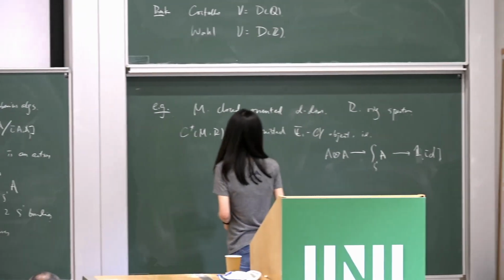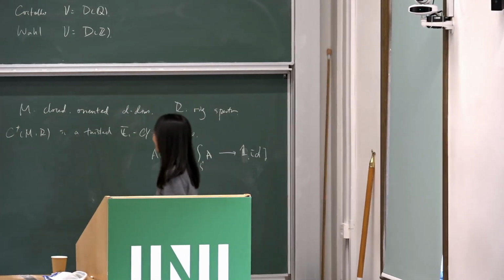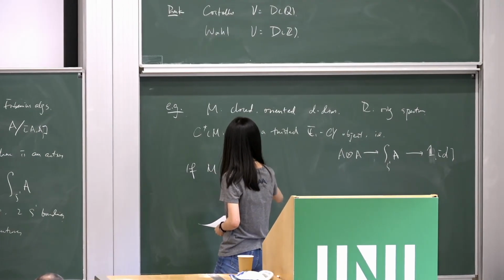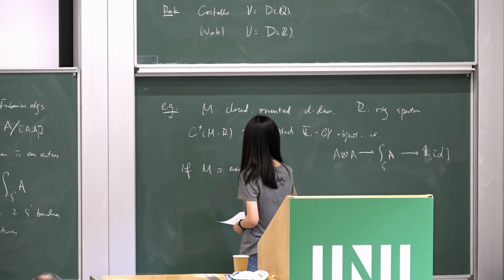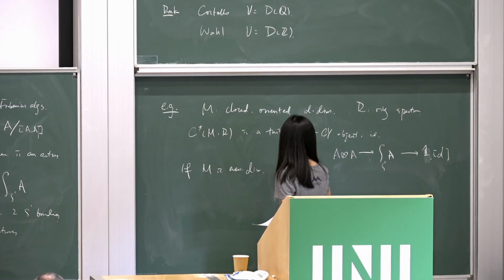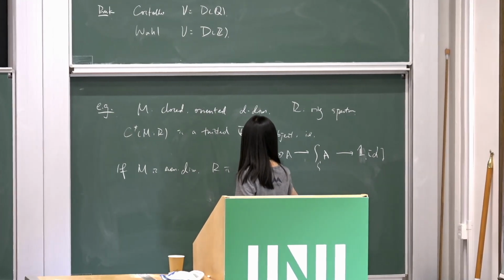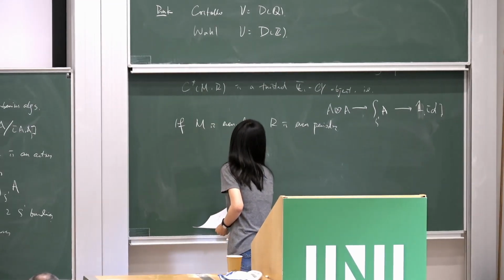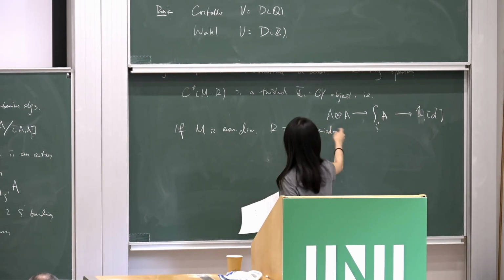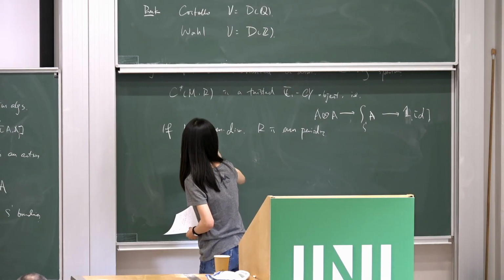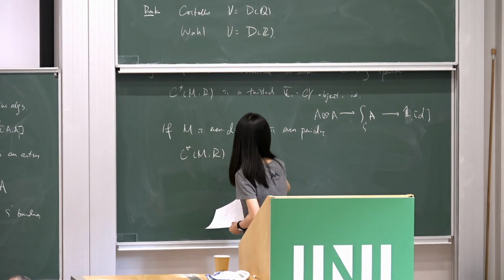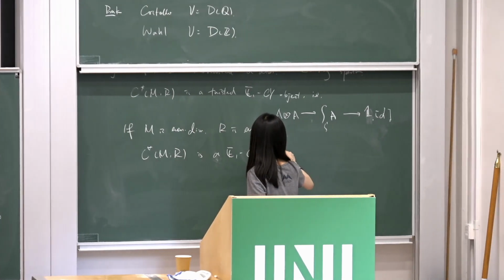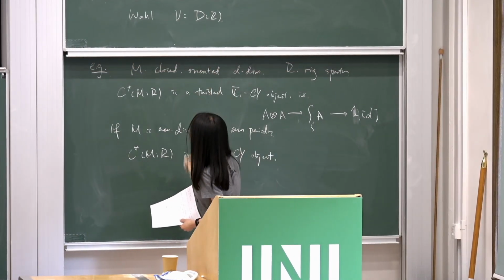So how do we make it Calabi-Yau? Well, suppose that M is even dimensional, so d is an even number, and R is even periodic, and we know that there are plenty of them. Then the cochains on M with values in R is indeed just a Calabi-Yau object. So then our theorem applies.